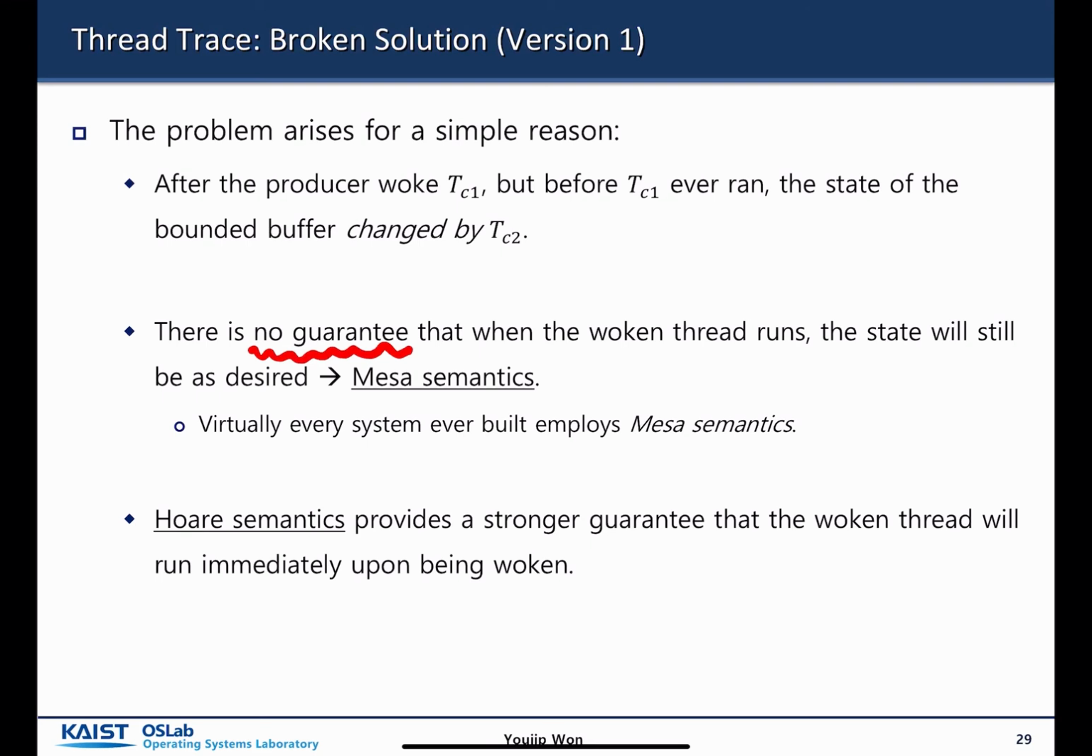In modern operating systems, virtually every system ever built employs Mesa semantics. But there is another semantics, Hoare semantics. It provides a stronger guarantee that the woken thread will run immediately upon being woken up. So Hoare semantics is stronger and simpler. However, it is very difficult to implement an operating system that has Hoare semantics. So virtually all operating systems employ Mesa semantics.